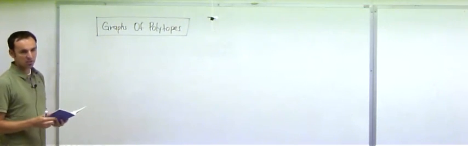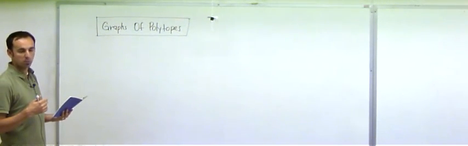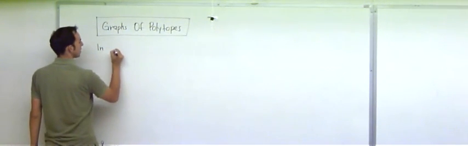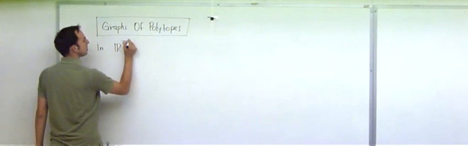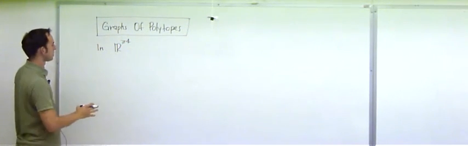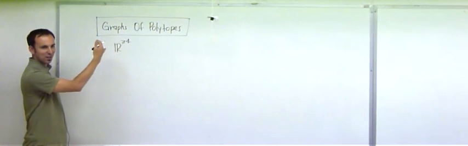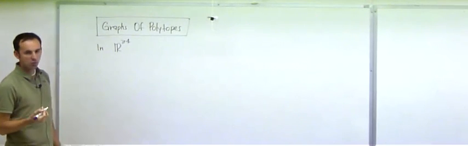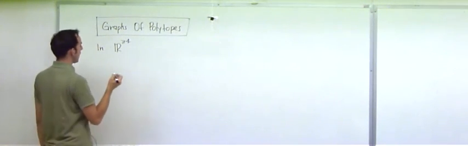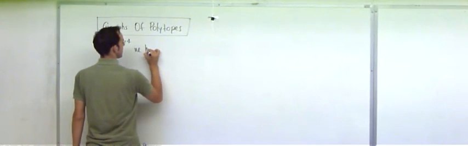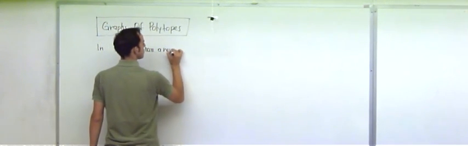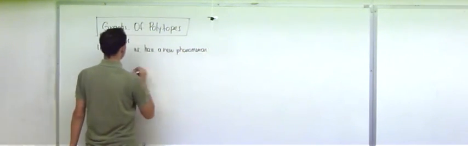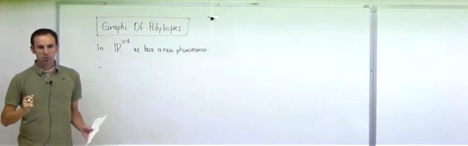One way of starting this discussion is by talking about what we said at the beginning of last class, which is that in R4 or higher, in four or more dimensions, we see a new phenomenon that we didn't have in 2 or 3 dimensions, which is that you can have different polytopes that have the same graph.